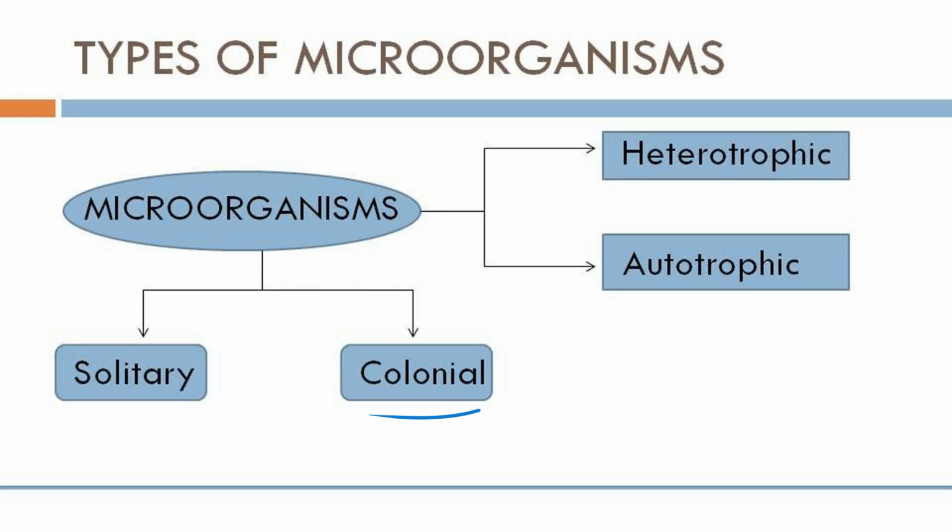Microorganisms may also be of two kinds on the basis of their mode of nutrition, that is heterotrophic and autotrophic. Heterotrophic are those kinds of microorganisms which survive on other things and do not make their own food. Autotrophic microorganisms, on the other hand, can synthesize their own food just like plants.